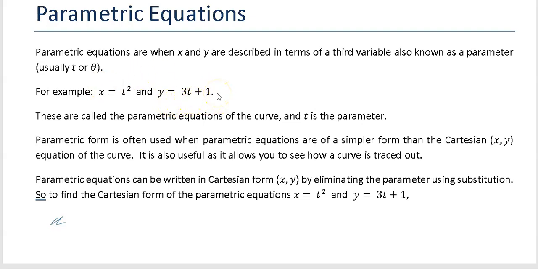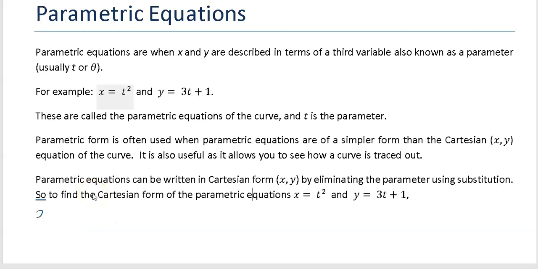Normally we are used to seeing what's called Cartesian equations. A Cartesian equation would be of the form y is equal to x squared plus 5. So if you have a parametric equation like this, you can convert it back into a Cartesian equation. We're going to look at how we do that with this particular example now.